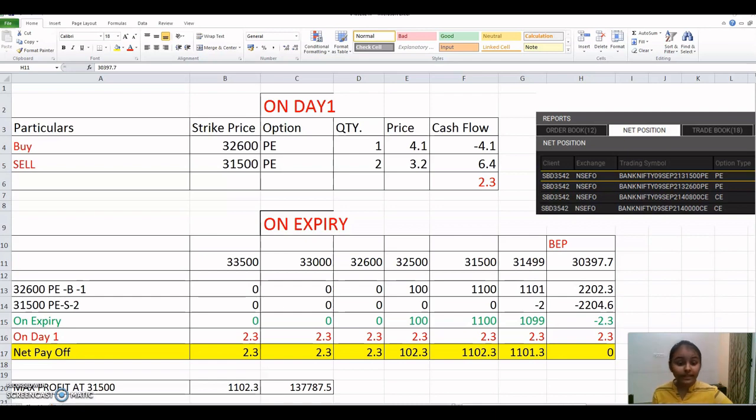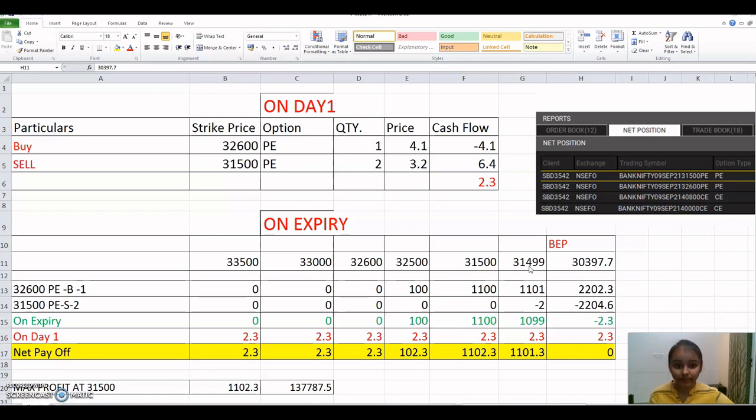And friends, if the market is 31,500 on the day of expiry, from this position 32,600 put buy, we are going to receive the money from the seller because the market is below 32,600. So we are going to receive 1,100 rupees. But from this position 31,500 put sell, we are not going to pay anything to the buyer because the market is not below 31,500. So on expiry, we are going to receive 1,100. And on day 1, the cash flow which we have received is 2.3. So the net payoff is 1,102.3.